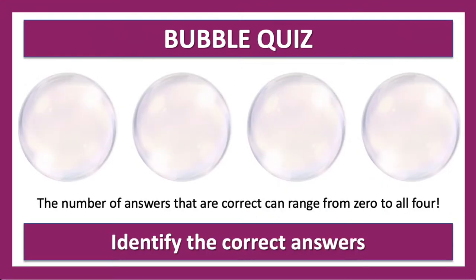Okay, I think I'm going to hand over to Jeff now for the bubble quiz. Yeah, lamb and wool. I don't need to be so sheepish about it, Pete. It's a good example. Thank you.